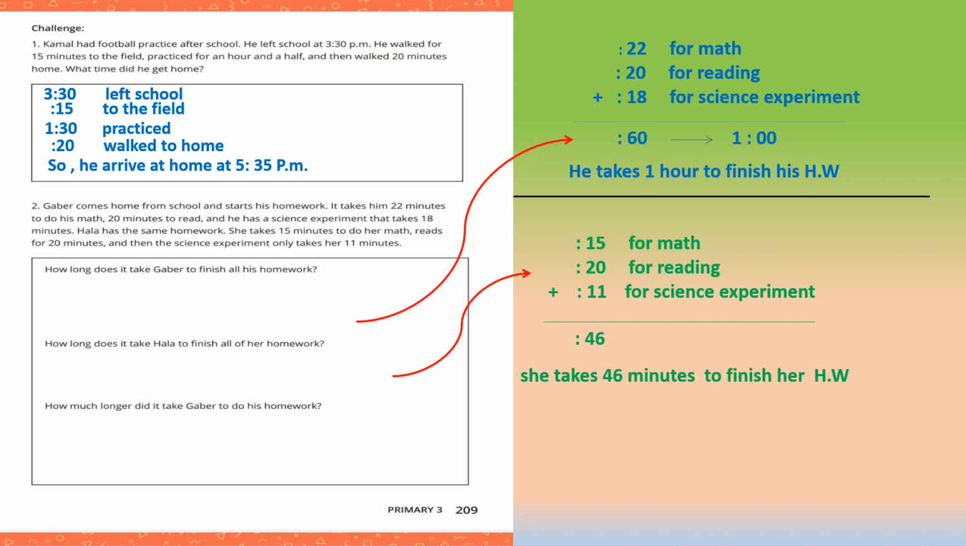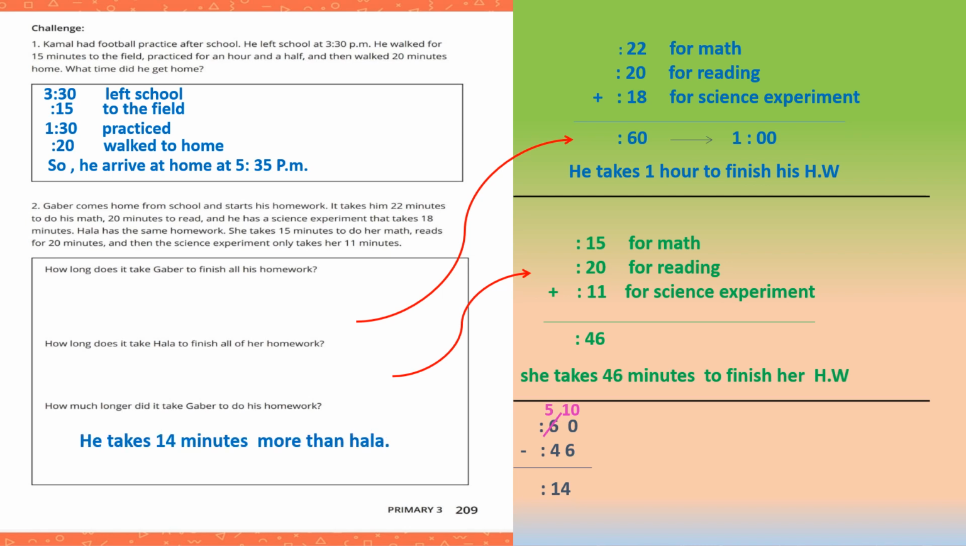The last question, how much longer did it take Gaber to do his homework? So it will be 60 minus 46, it will be 14 minutes more than Hala. He takes 14 minutes more.